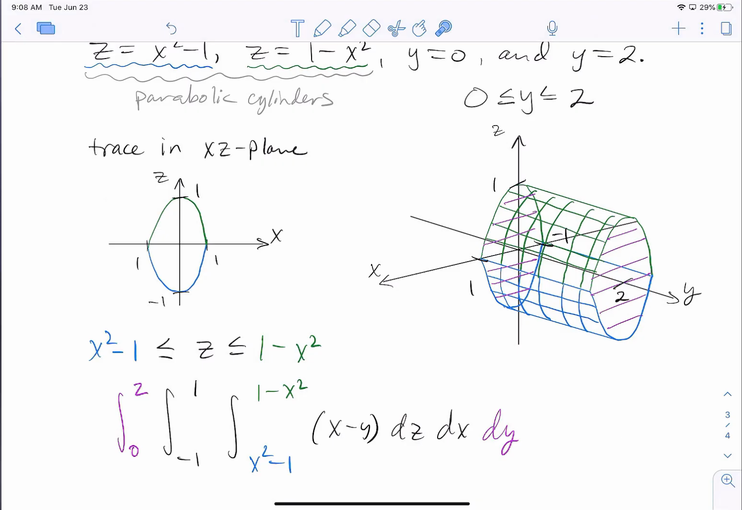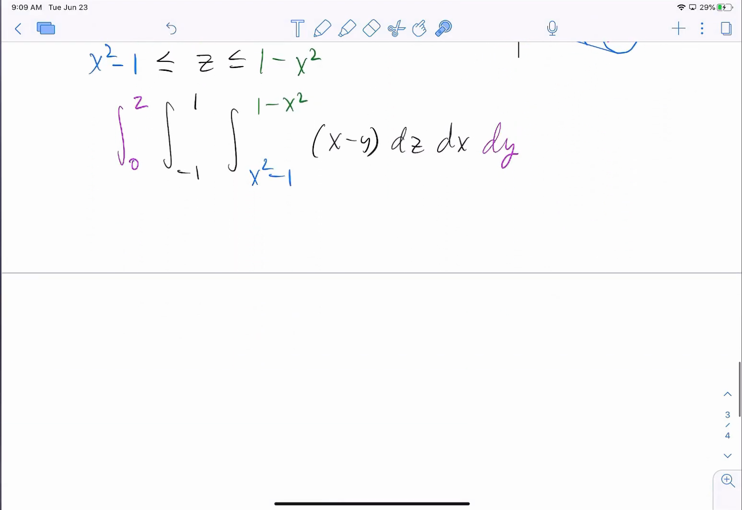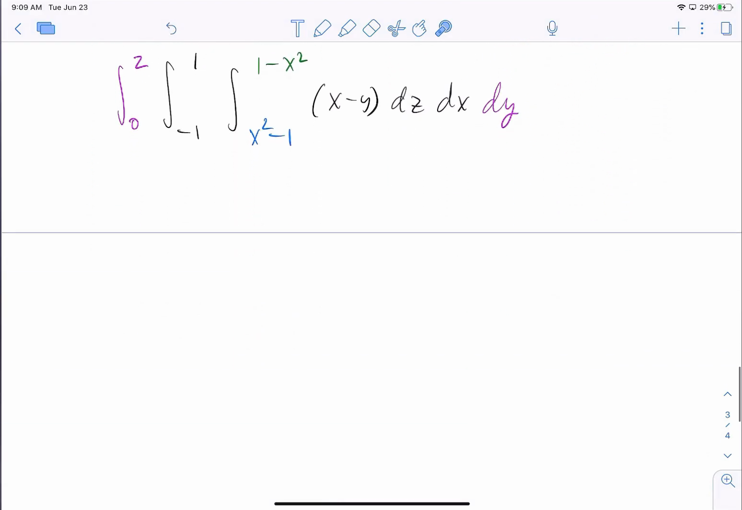But the way I did it, I have the integral from 0 to 2 of the integral from negative 1 to 1 of the integral from x squared minus 1 to 1 minus x squared of (x minus y) dz dx dy. If you did do this as dz dy dx, totally fine. Go ahead and do it that way. But either way, I'd like for you to go ahead and compute this integral and then come back again when you're done.